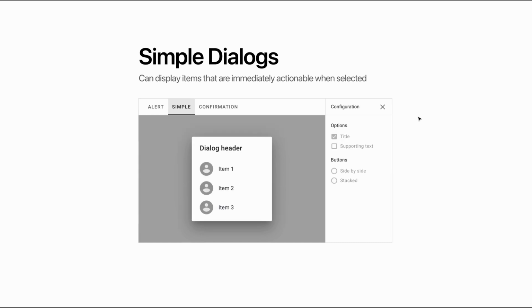Next, there are simple dialogues. They can display items that are immediately actionable when selected, but there's no buttons associated with them. Let's say you had multiple social media accounts like Twitter. If you wanted to switch between those accounts, a modal might appear that says select your account, and then you could choose from one of the options below.